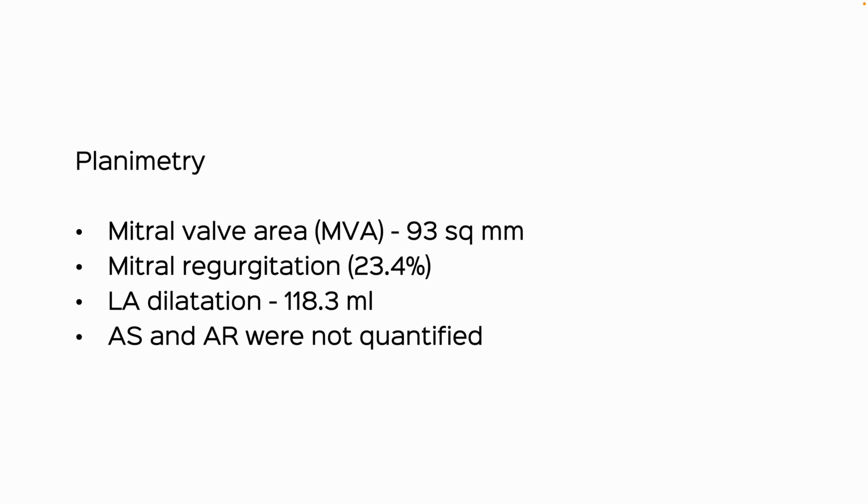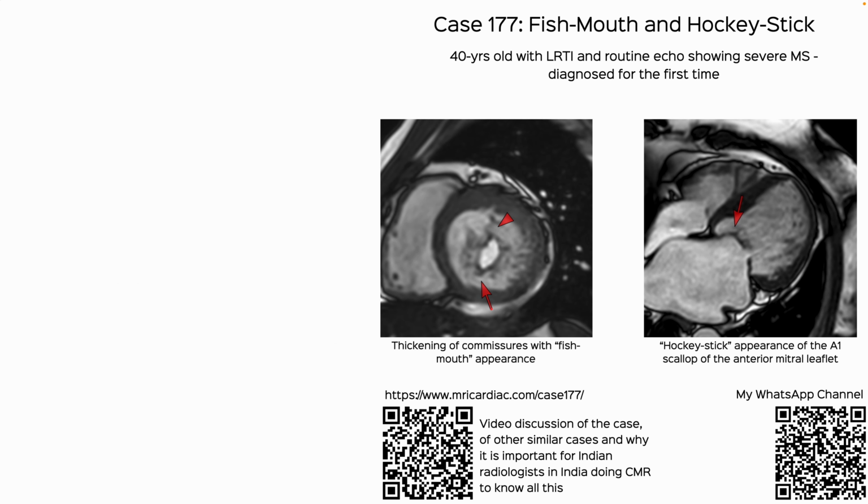So we did planimetry as part of the reporting. So the mitral valve area is 93 square millimeters. Mitral regurgitation was probably underestimated. This is the LA size, and AS and AR were not quantified.